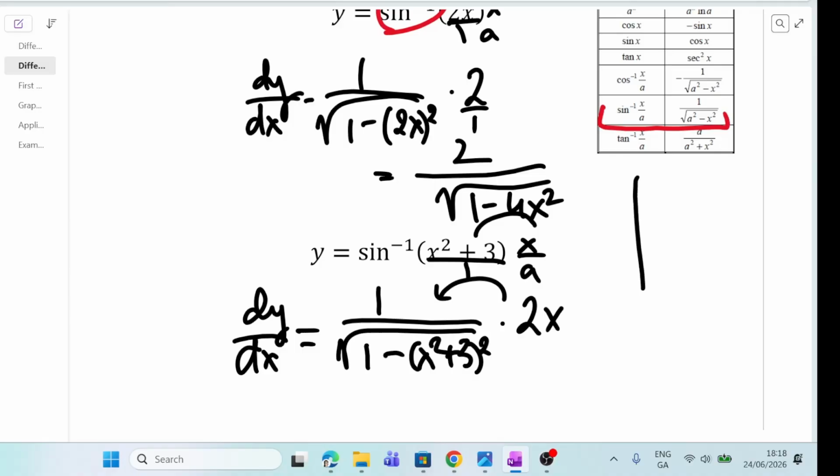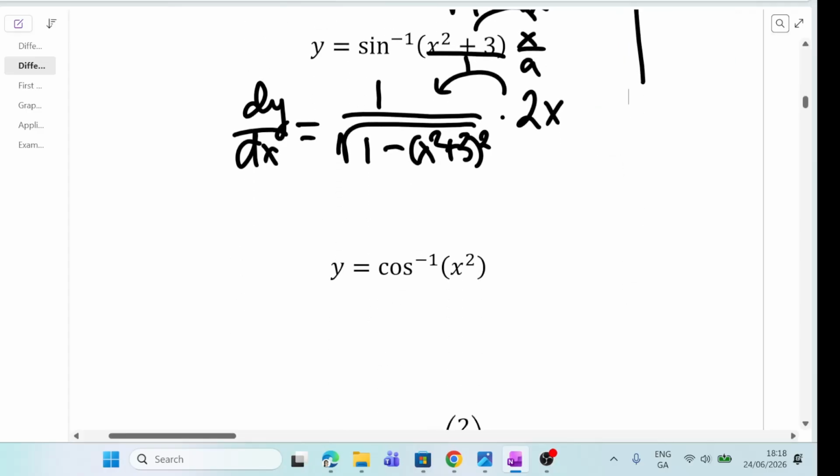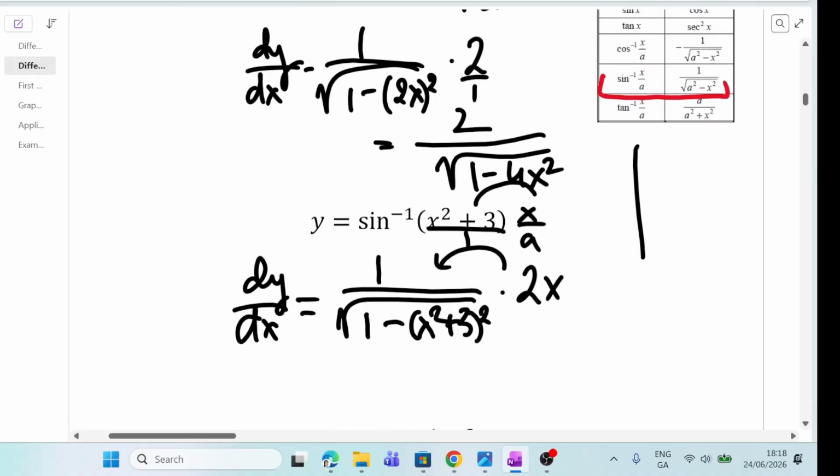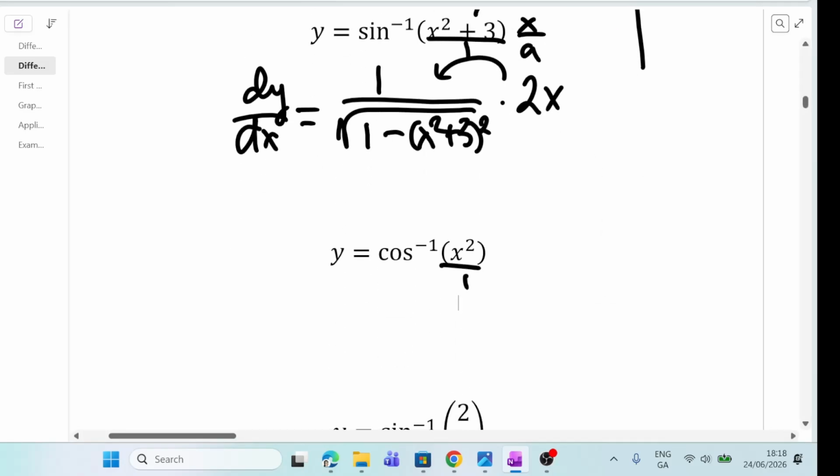If I look to the next example, okay, now I have something like this. It's cos inverse with the x squared. So what I do again, probably have to put that over 1. And then let's have a look at the formula for cos inverse. That is the same as the sine, but with the minus. Okay, I go back here, then again, I start with differentiating my outside.